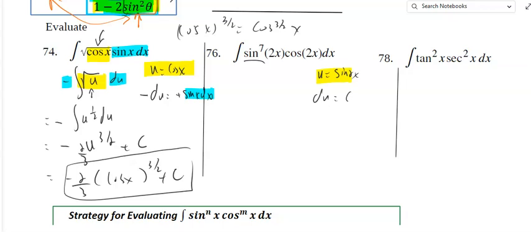And the derivative of sine is the cosine of 2x times 2 dx. So here I'm letting u equal the cosine. And I need a cosine of 2x dx. I can replace that by a du over 2.